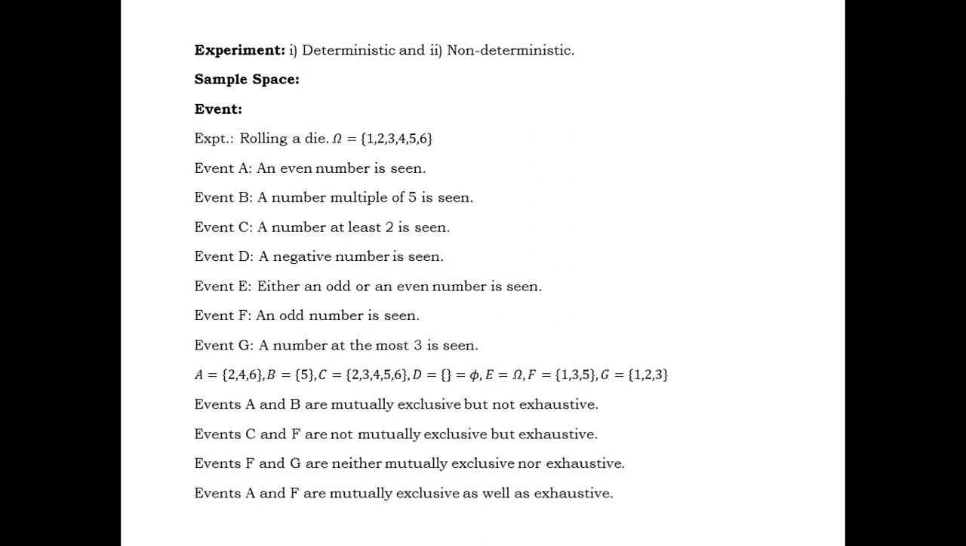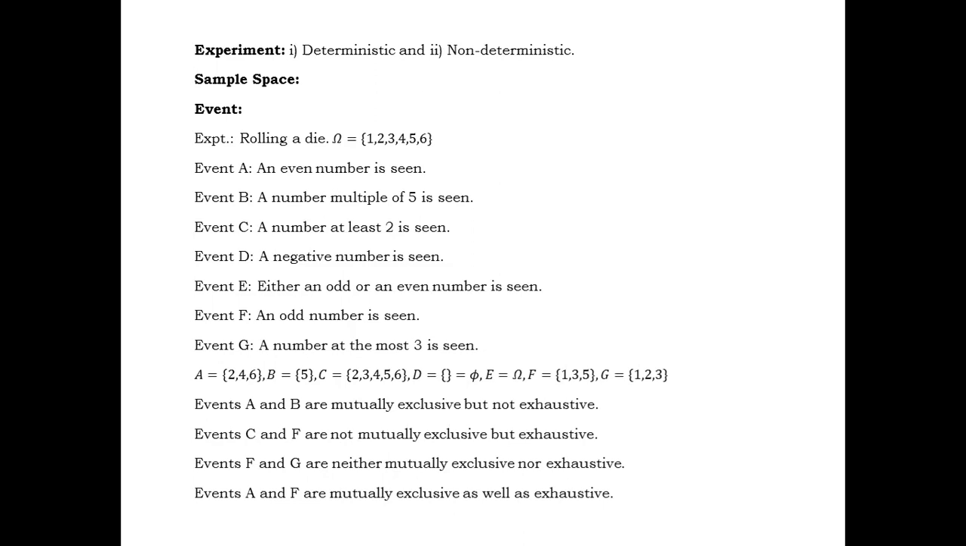And then event E is either odd or even. Yes, you may get any outcome. Definitely event E is always going to happen. So E is as good as the sample space, and it is a sure or certain event, its probability is 100%. Remember that the probability of any event is at most 1. It can never be greater than 1.